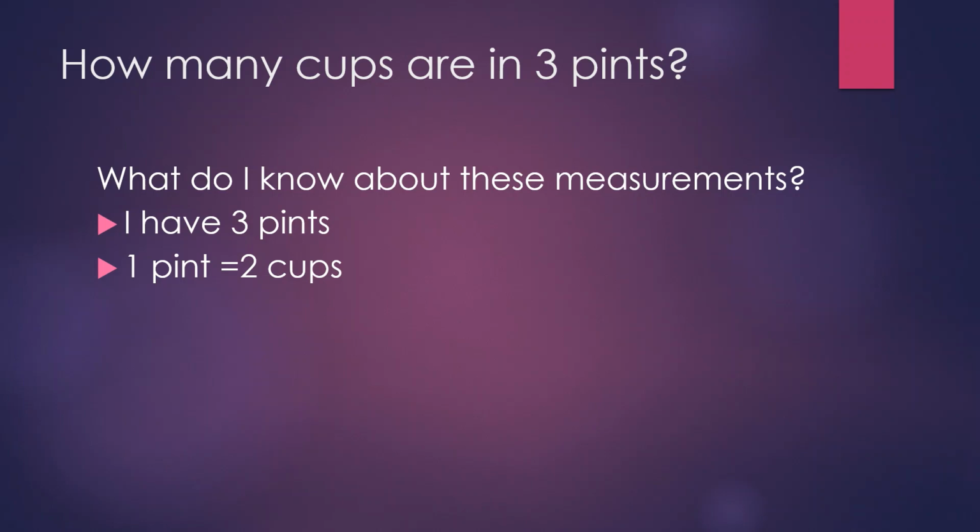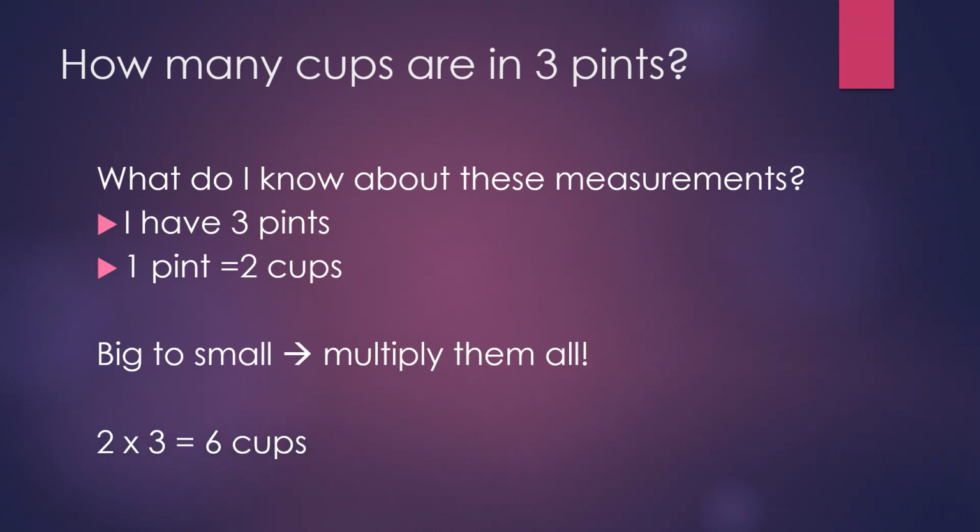After I talk about what I know about my measurements, I have to decide my operation. And since I'm going big to small, what do I need to do? That's right, we multiply them all. So I take that information from above and I'm going to multiply 3 pints times 2 cups, and I end up with 6 cups. So that means 3 pints equals 6 cups. This is just like what you've been doing for the past 2 days, just a different unit. Let's try another one.